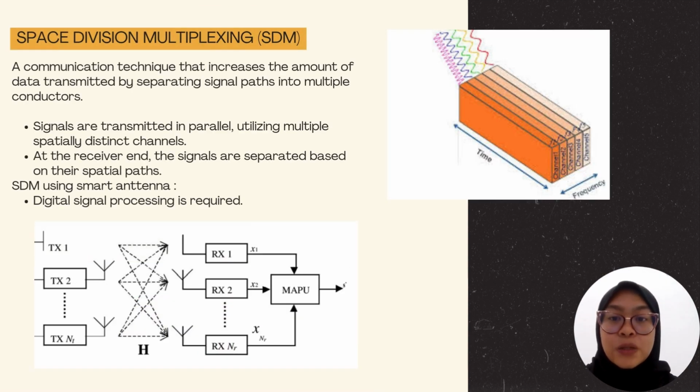Last but not least is space division multiplexing. SDM is a communication technique that increases the amount of data transmitted by separating single paths into multiple conductors. Each signal is sent in a separate, isolated area to prevent interference. Signals are transmitted in parallel, utilizing multiple spatially distinct channels, and at the receiver end, the signals are separated based on their spatial path. And for SDM, when we're using a smart antenna, digital signal processing is required, as you can see in the photo.